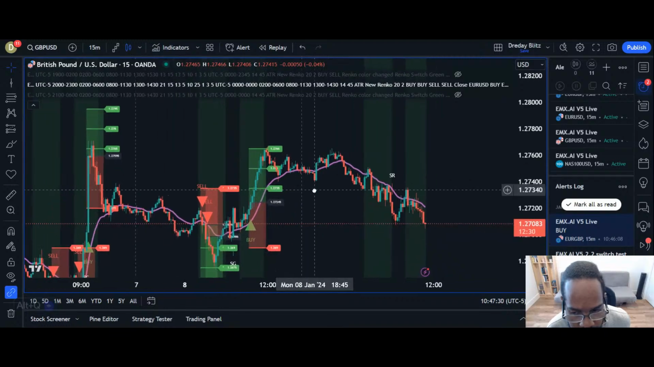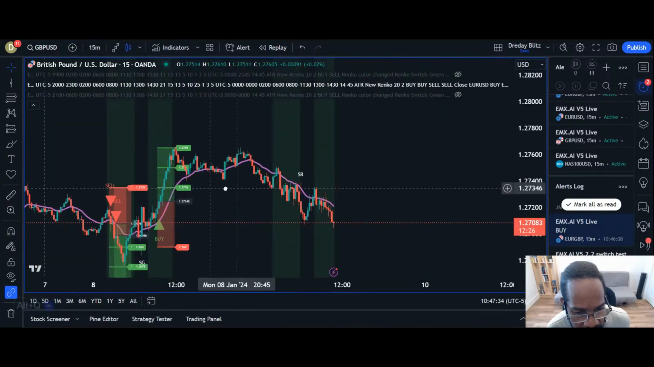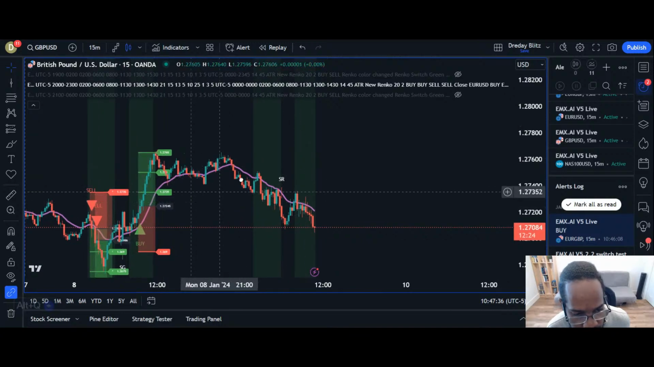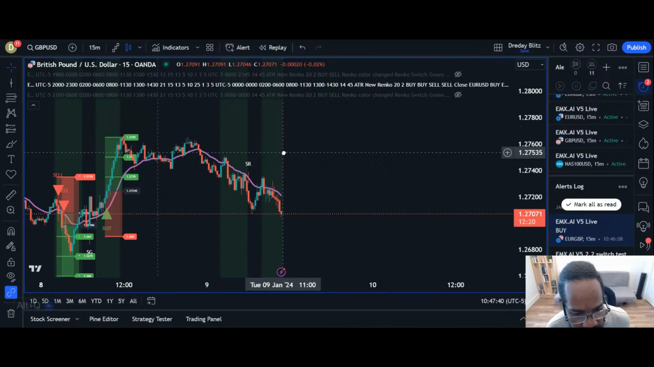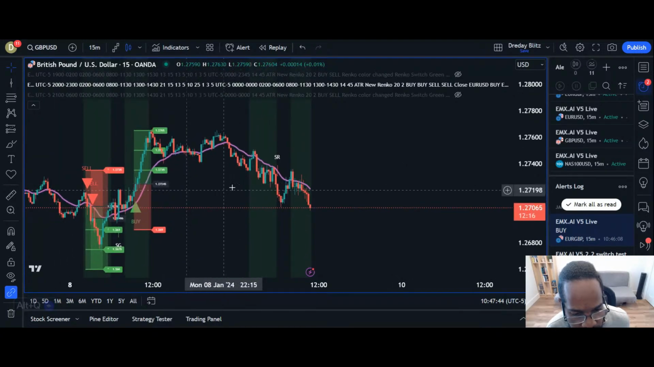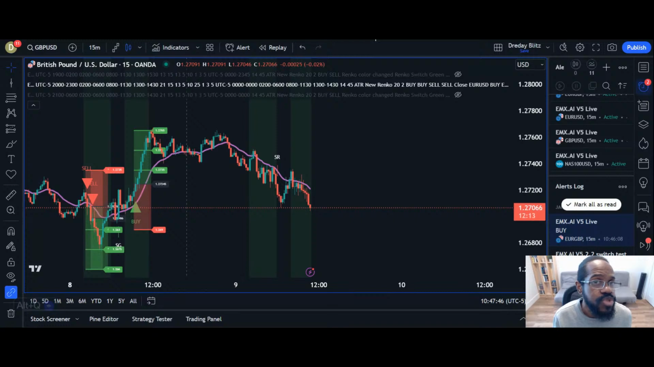So I'm testing it out right now on automation since yesterday. So it's doing great so far. I'm still testing it out here, but manually it will do the same thing if you love to trade manual.